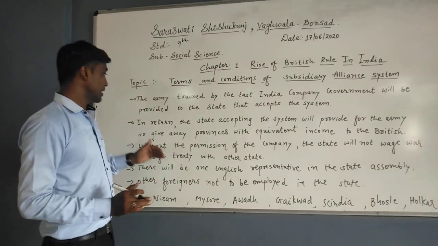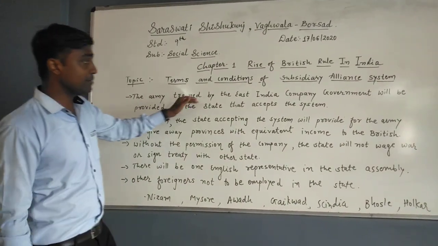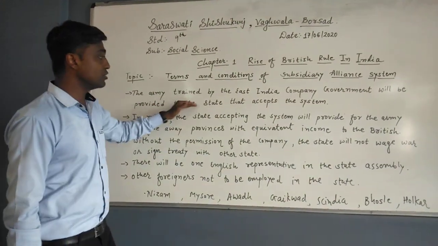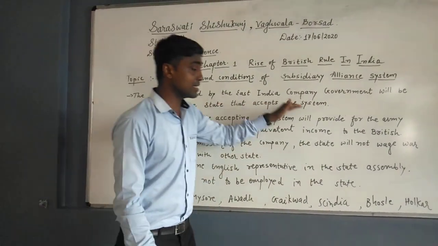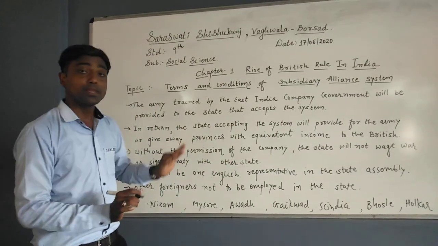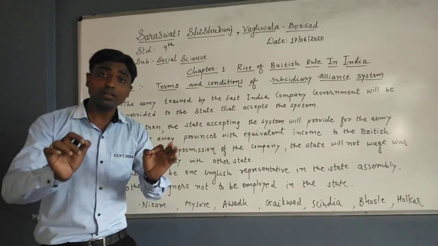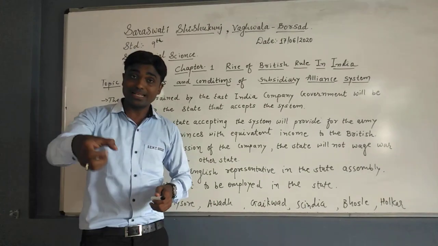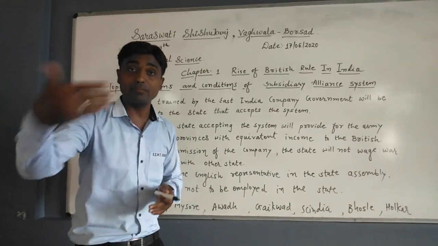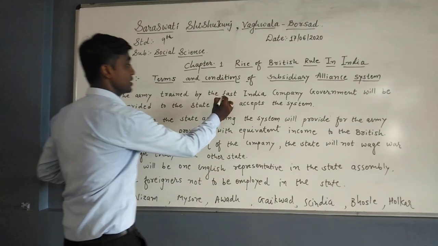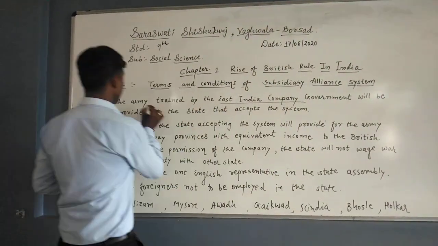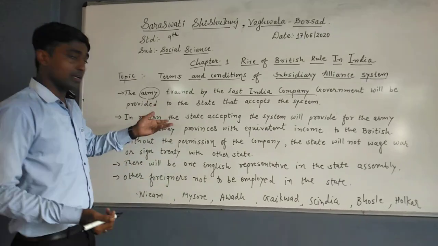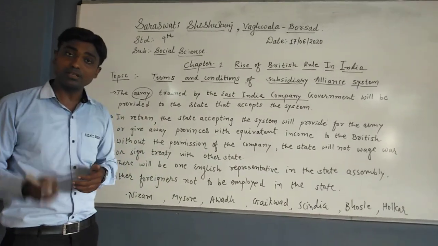The first condition is that the army trained by the East India Company government will be provided to the state that accepts the system. It means very simple. The state or the ruler who accepts this subsidiary alliance system will get the army trained by the East India Company. So what do they get? Army. Understood? But just see that they get the army while they are accepting the system.